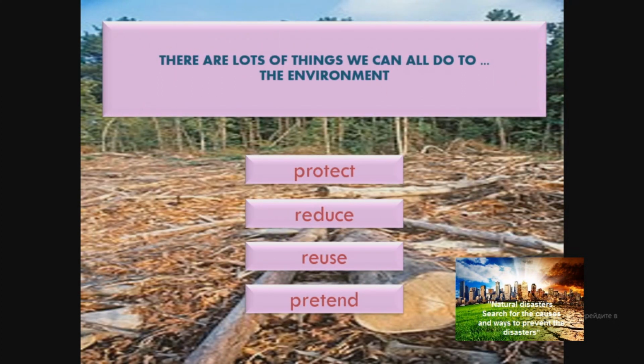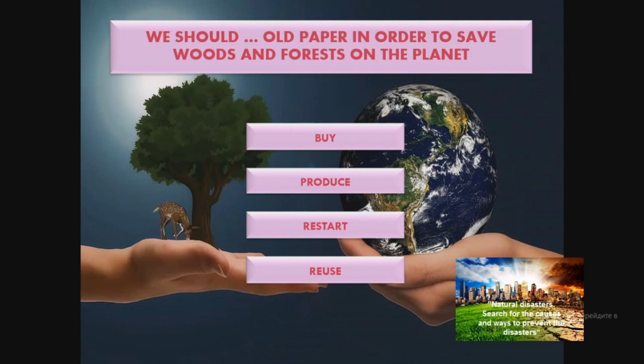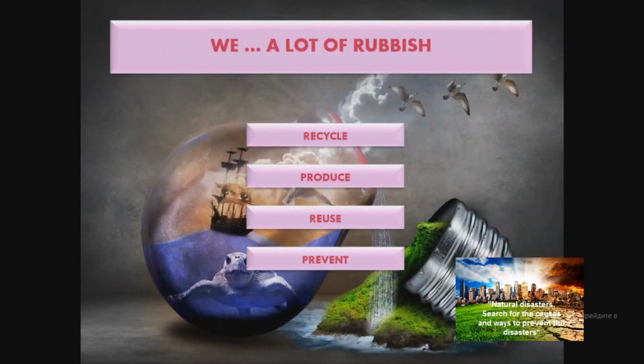There are a lot of things we can all do to protect the environment: reduce, reuse, recycle. Protect. We should reuse old paper in order to save woods and forests on the planet. Reuse. We recycle, reuse, and prevent a lot of rubbish. Produce.